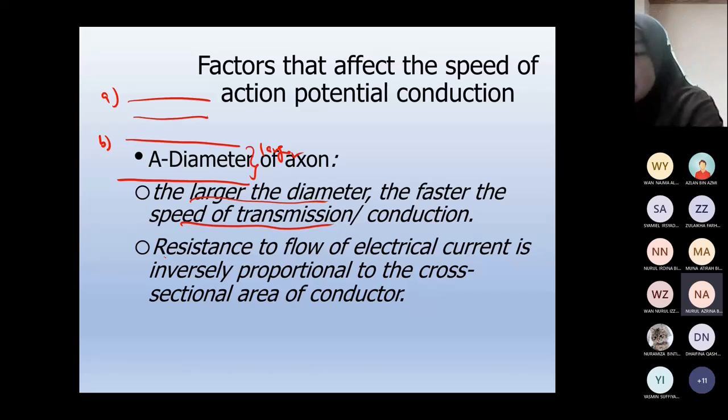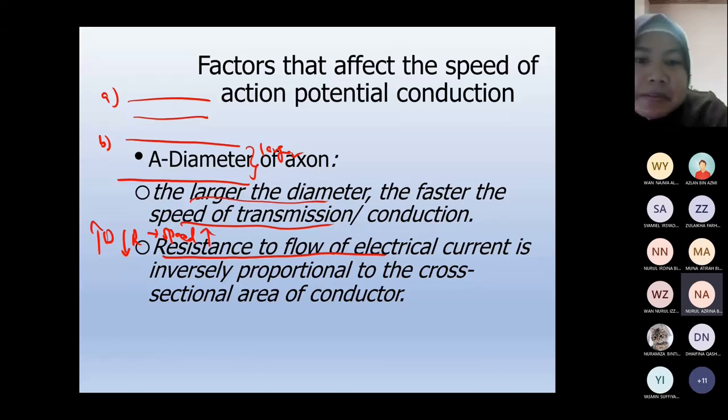Why? Because the resistance for the electrical current to flow will be lower. So resistance to flow of electrical current is inversely proportional to the cross-sectional area of the conductor. So in other words, the higher the diameter, the lower the resistance. So speed of impulse transmission is faster. Okay, that is the first factor that influences the transmission of impulse.